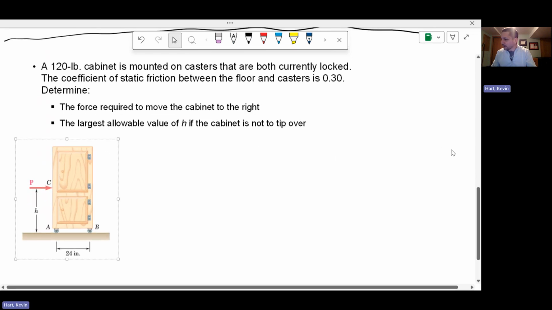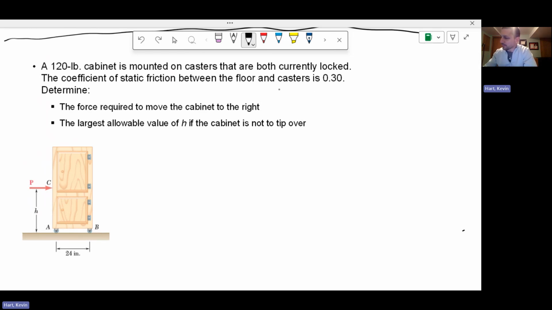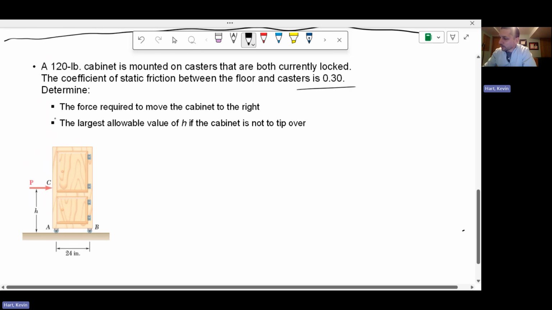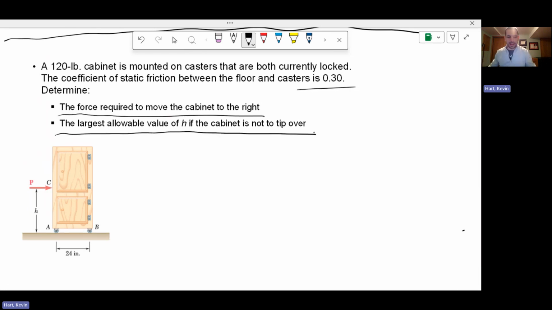So here we've got a 120-pound cabinet. We know the weight now. Mounted on casters that are both currently locked. So we have casters here and here. They're both currently locked. The coefficient of static friction between the floor and the casters, I'm sorry, is 0.3. We want to determine the force required to move the cabinet and the largest allowable value of H if the cabinet's not to tip over.